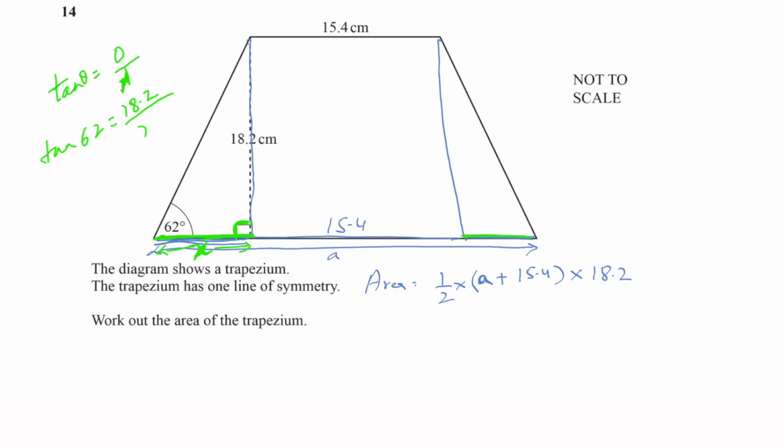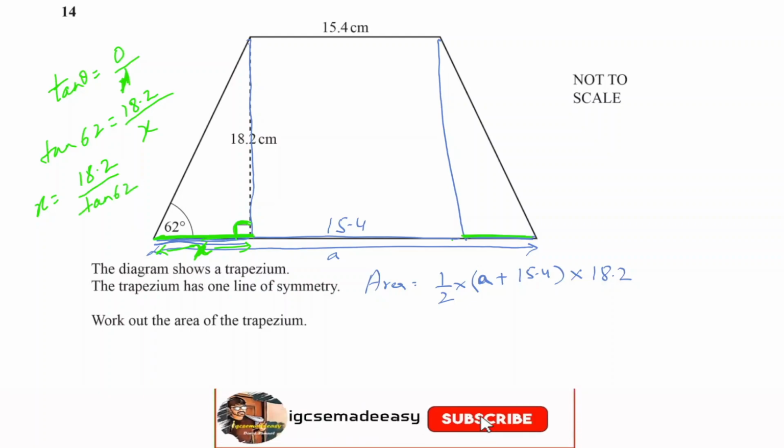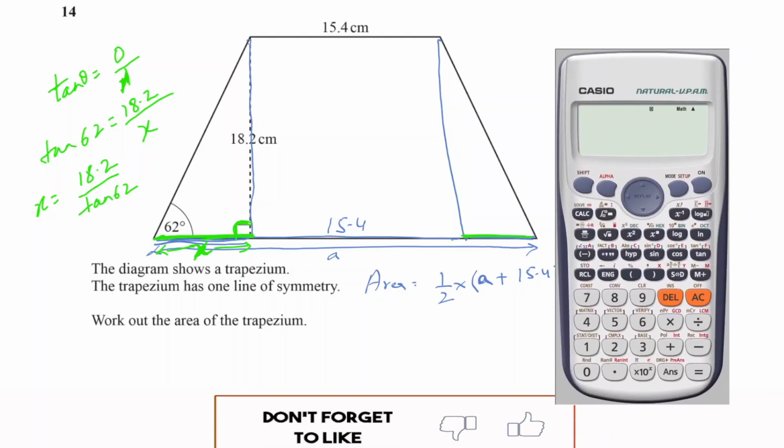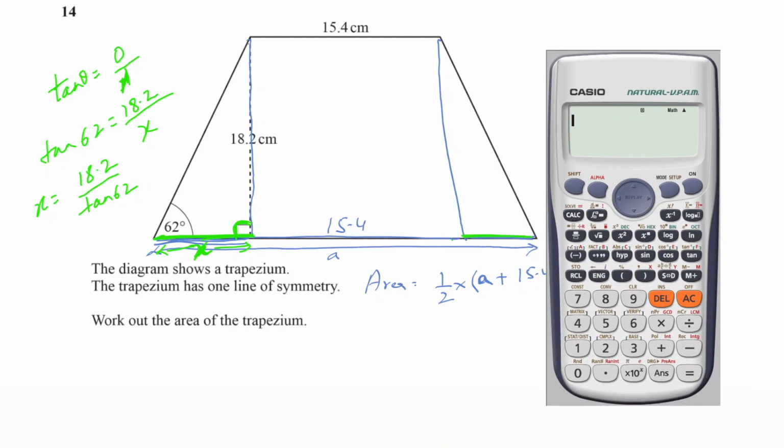This length I have taken as x. So x will be equal to 18.2 divided by tan 62. Let's use a calculator now. 18.2 divided by tan 62, I'll get the answer 9.67. Okay, 9.67 is one of the sides. If I multiply this by 2, I'll get both the sides, 19.35.